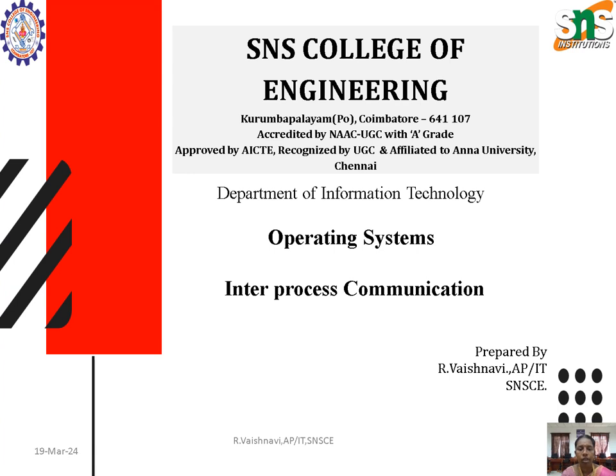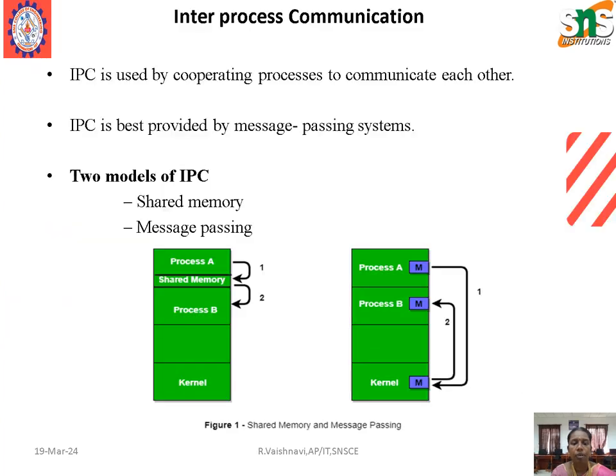Now we are going to see about inter-process communication in operating systems. First, inter-process communication is used by cooperating processes to communicate with each other. Inter-process communication is best provided by a message passing system. Here we have the two models of inter-process communication. First one is shared memory. Second one is message passing. Here we have the diagrammatic representation of the shared memory and the message passing.